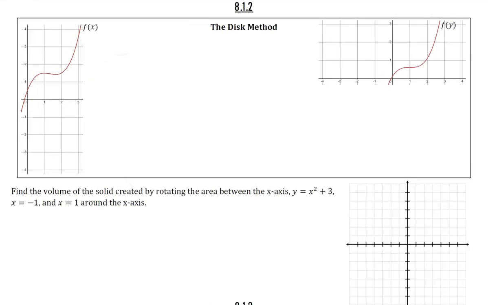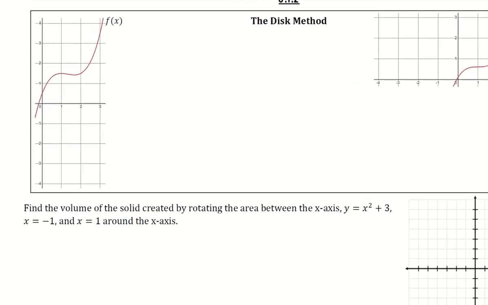So let's say we're taking f of x, which is the curve you see here, and from A to B, wherever those are, if we were to take the whole area under the curve and rotate it around the x-axis, what kind of shape would be created?